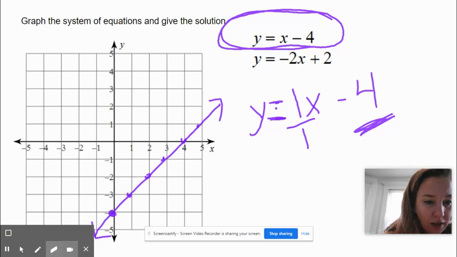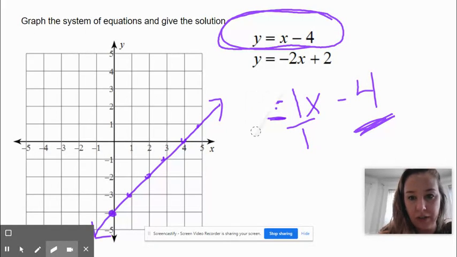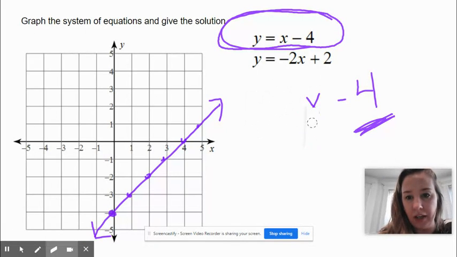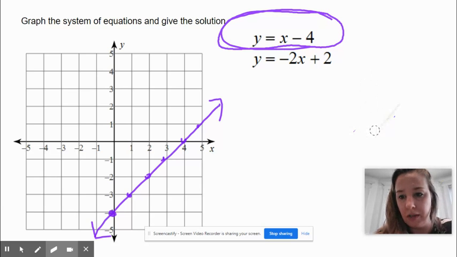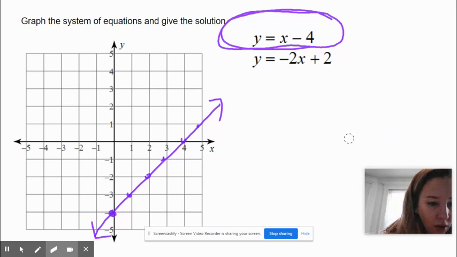Yay! Let's see, how's this eraser? It's kind of okay. I should have paused the video while I was erasing, but I didn't. So there you go.